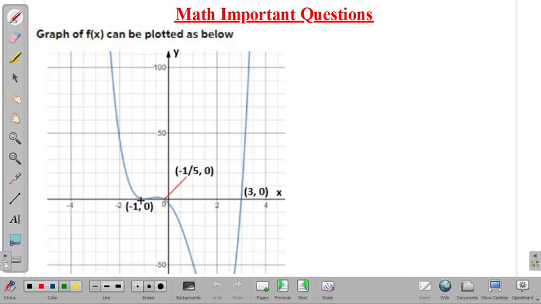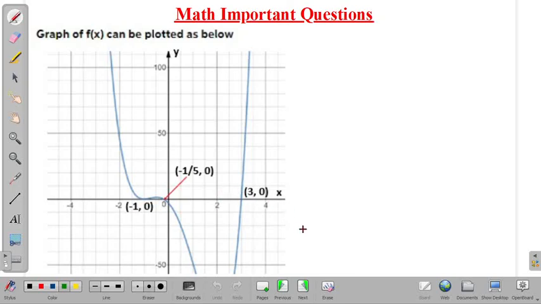it is concave here. Okay, it is just touching and then coming upward. Then another root is minus 1 by 5, so it is intersecting the x-axis, and the next root is 3, so here also it is intersecting the x-axis. Okay, and it is tangent here, as minus 1 is the repeated root. Okay friends, so this is the required graph of the function f(x).